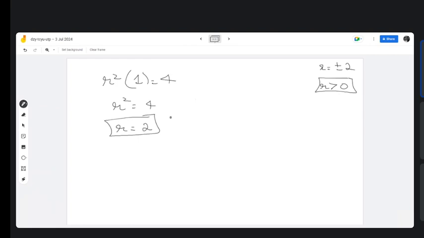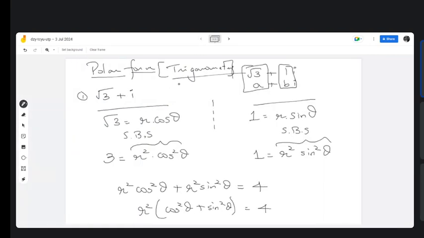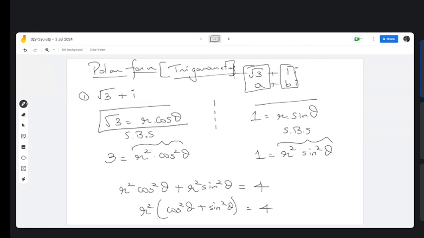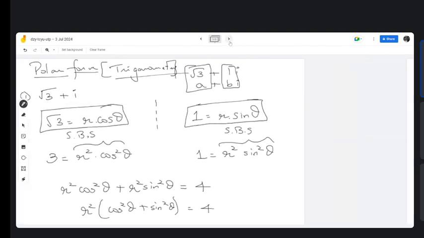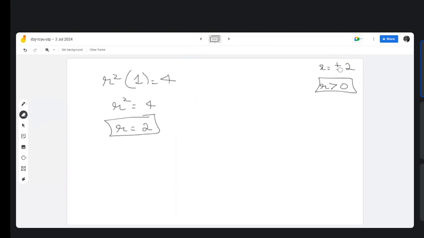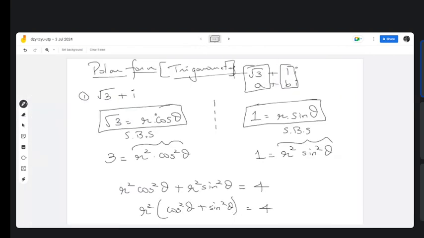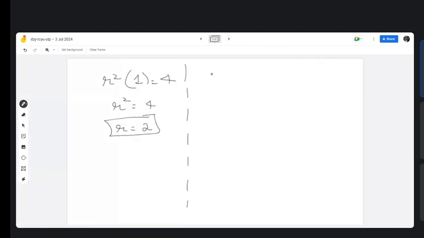Now, once you find the value of r, always go back to the assumption part. This box is your assumption part. But remember that r should always be greater than 0. That's why I'm choosing the positive number, not minus 2. I'll write both the assumptions on my right hand side. First assumption is root 3 is equal to r cos theta.